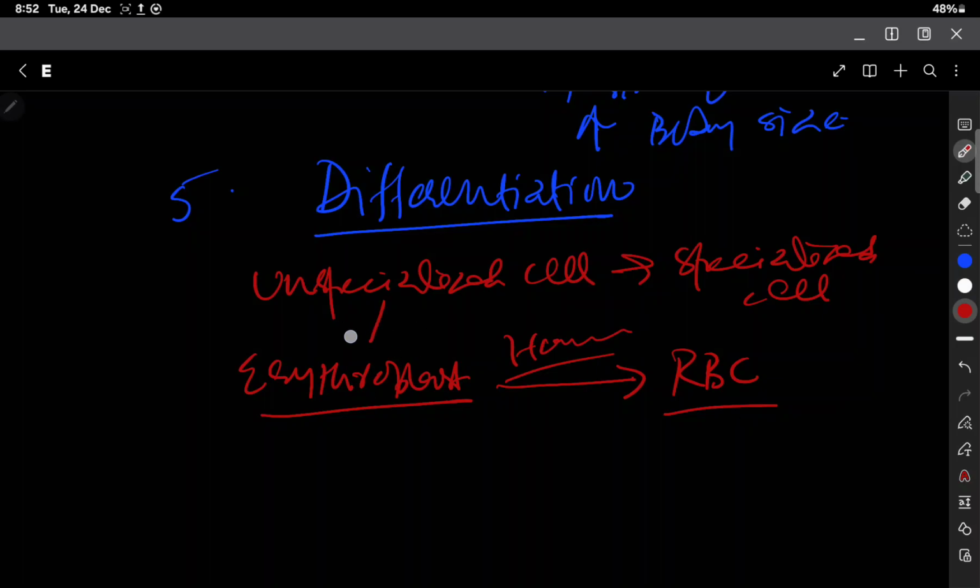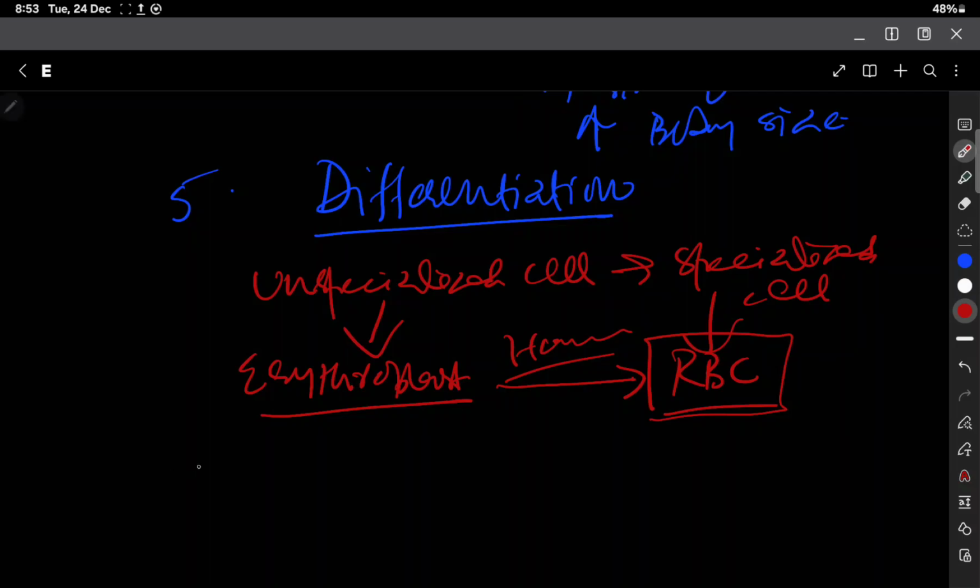So erythroblast, it is an unspecialized cell. It will be converted into a specialized cell. Specialized cell here is red blood cell. Okay, so that is called as the differentiation, or we can say it is a process where the cell undergoes a change to develop from unspecialized form to a specialized form.